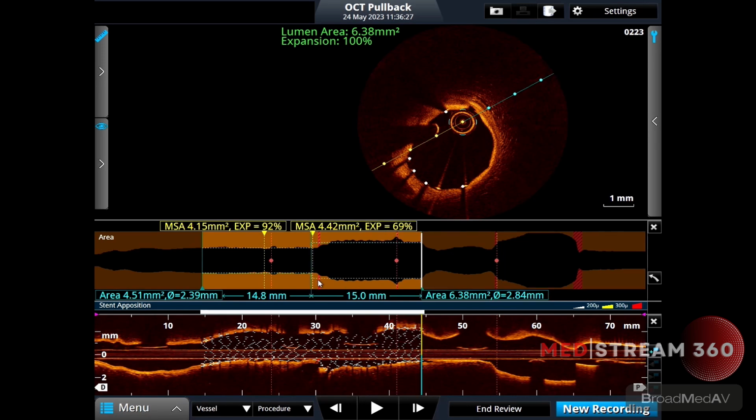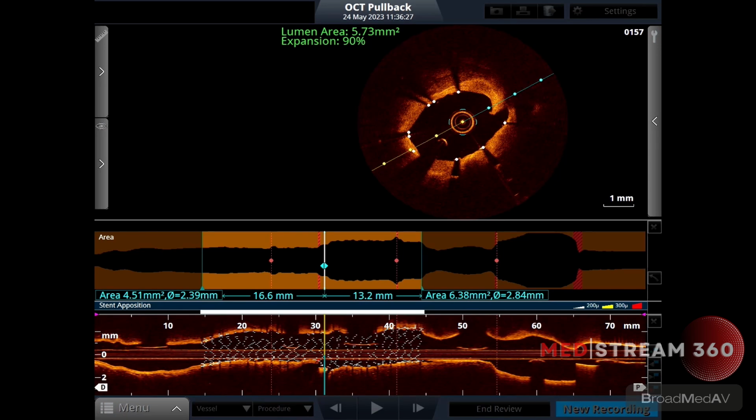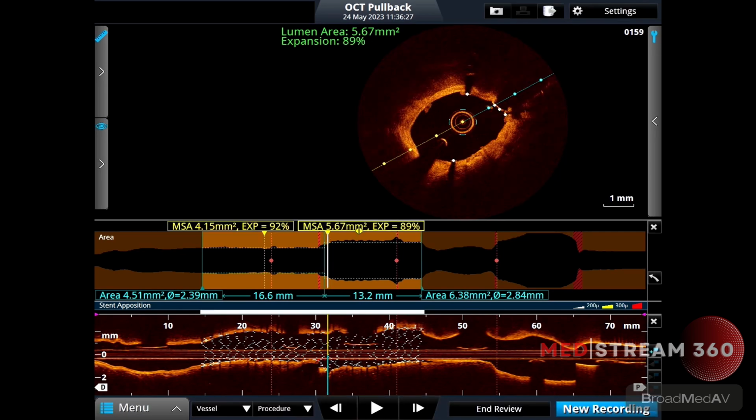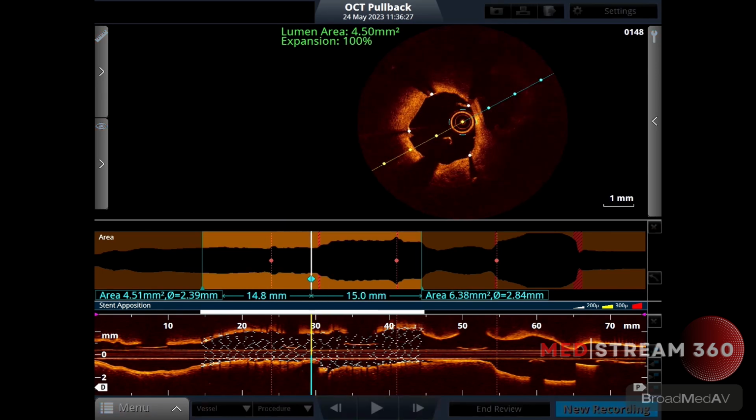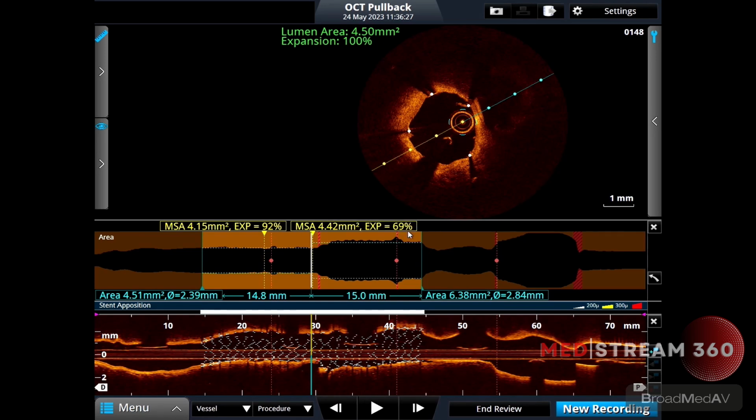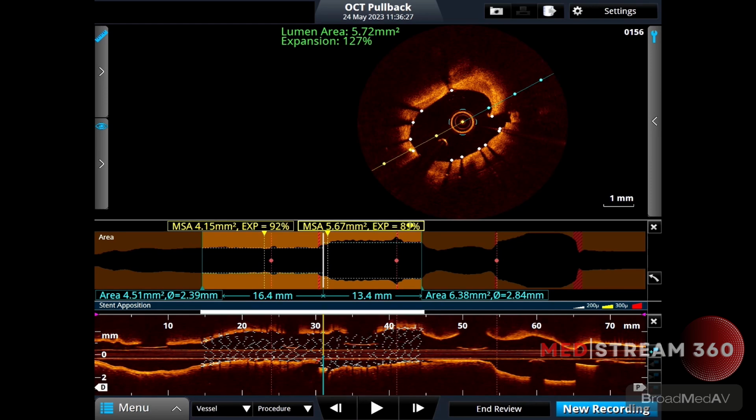The expansion of the proximal half, I'm bringing before diagonal, after diagonal. It shows 89%, which is a good expansion. The distal half is 92%. If we divide the stent exactly, it is not dividing at the diagonal, hence it is showing 69%. But if we place it before and after the diagonal, it's showing 89 and 92%, which is well expanded.